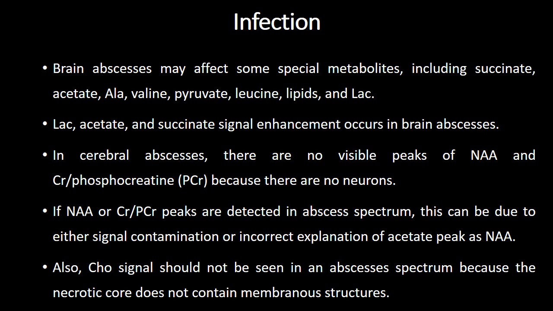Role of spectroscopy in case of infections. Brain abscesses affect several special metabolites including succinate, acetate, alanine, valine, pyruvate, leucine, lipids and lactate. In cerebral abscesses there are no visible peaks of NAA or creatine because there are no neurons. If NAA or creatine are detected, it can be due to signal contamination from adjacent brain parenchyma or incorrect interpretation of acetate peak as NAA.